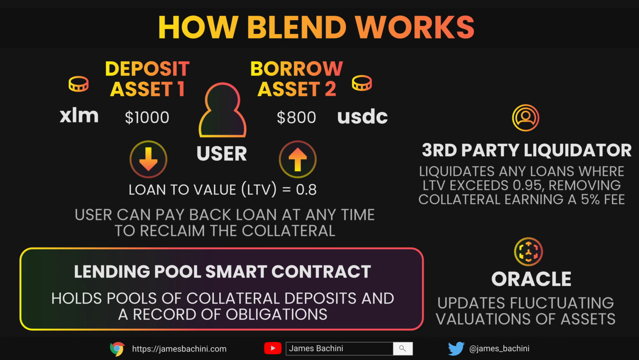With an over-collateralized lending pool, users need to deposit more funds than they take out. So in this example, users deposited $1,000 of XLM, and they've taken out $800 of USDC, which gives us a 0.8 loan-to-value ratio. Now, even if we don't want to take out a loan, we can deposit funds into Blend smart contracts and receive a yield which is based on the interest that borrowers are paying.